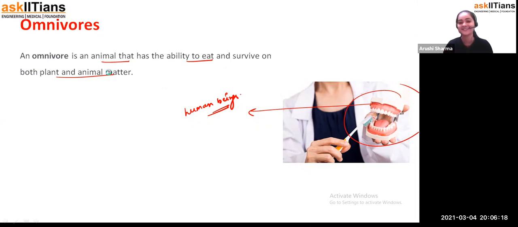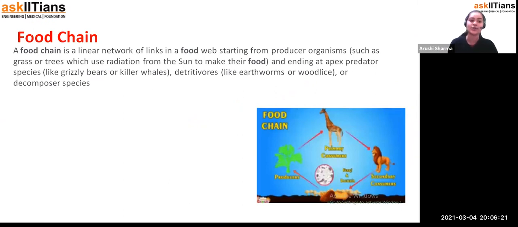Exactly. Now it's a very important topic. Now you'll say, ma'am, why is it important? Because, students, food chain and food web are going to help you in your higher classes as well. Fine. So till now we have studied the types of organisms.